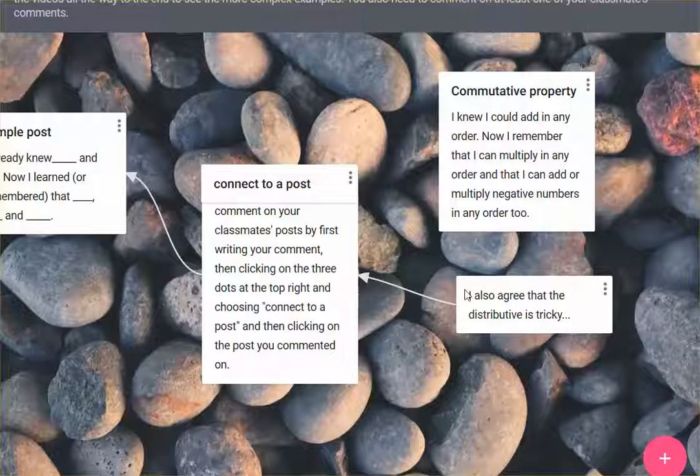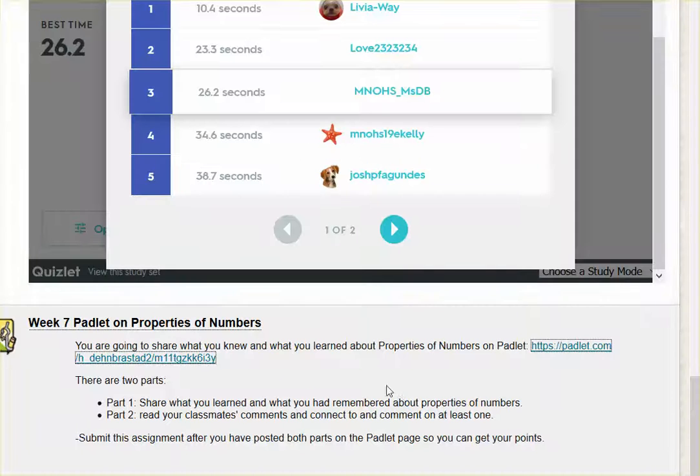So there's two parts again, like we talked about. There is what you learned or what you remember about properties of numbers. And some of those properties of numbers maybe you had never done before. So you might talk about that and then read your classmates' comments and connect to and comment on at least one. And then submit it when you have both parts done.